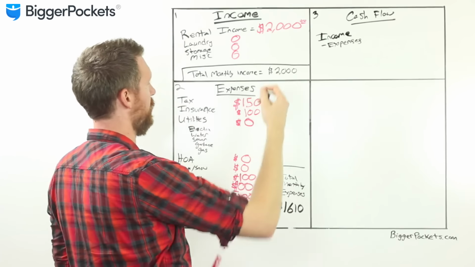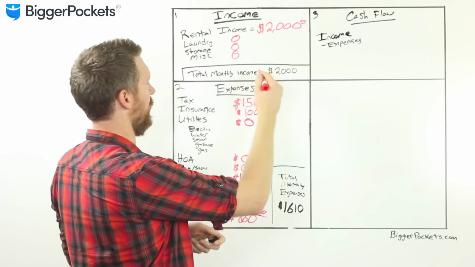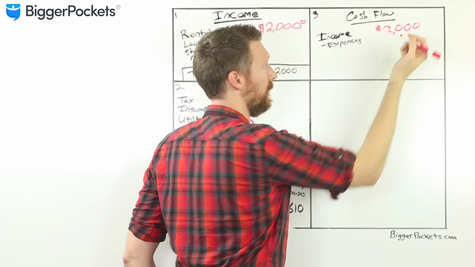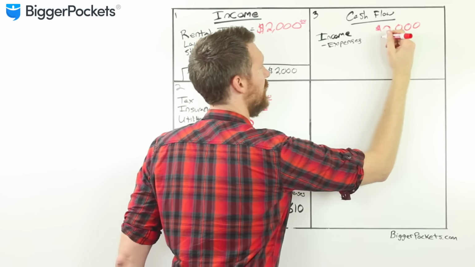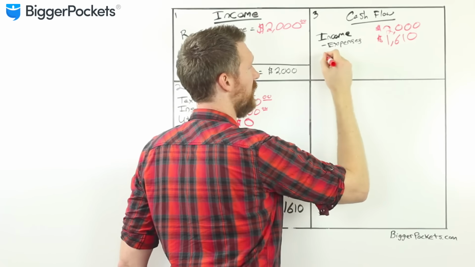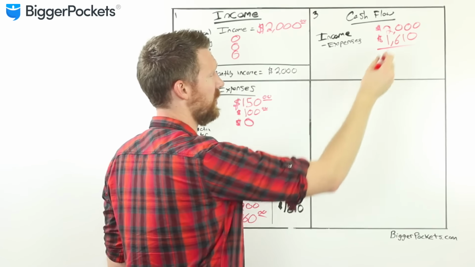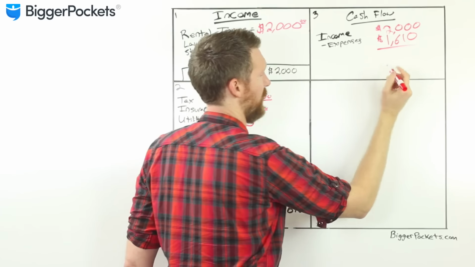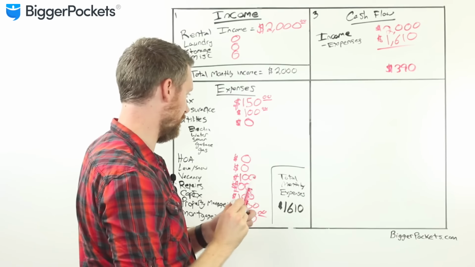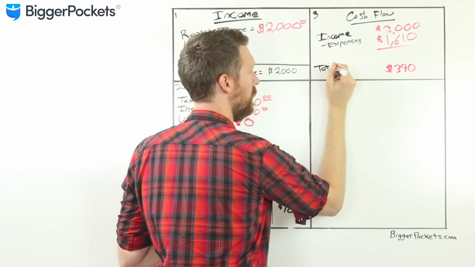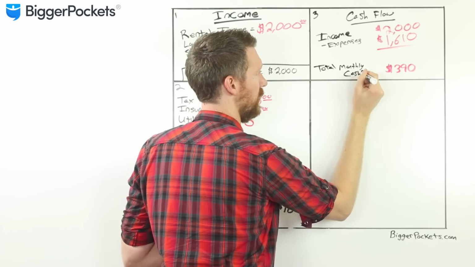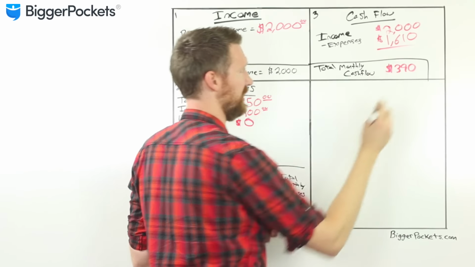So our income on this property, we already know. Let's go back to our red marker. Our income was $2,000 per month. Our expenses was $1,610. And so to figure out our actual monthly cash flow, we're just going to take this minus this, and we're left with, what's that, $390. And that is our total monthly cash flow. And I'm going to put a little box around that because it's an important number.